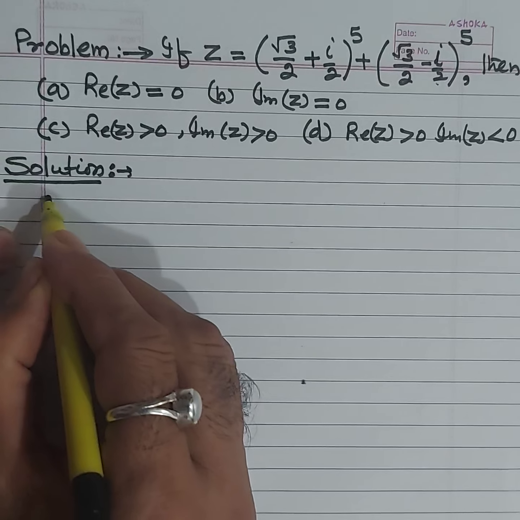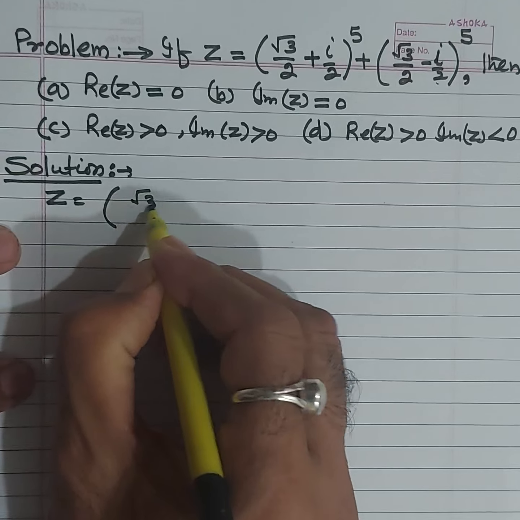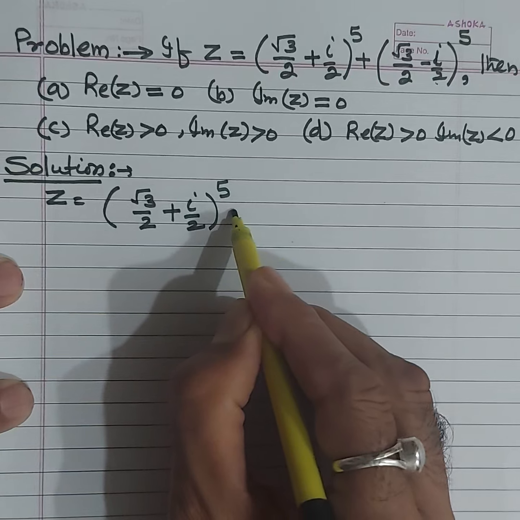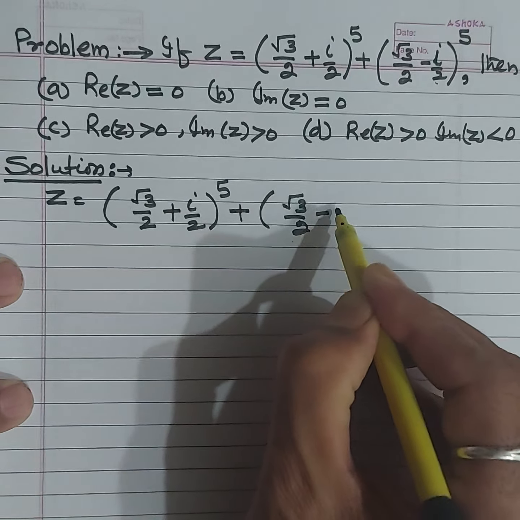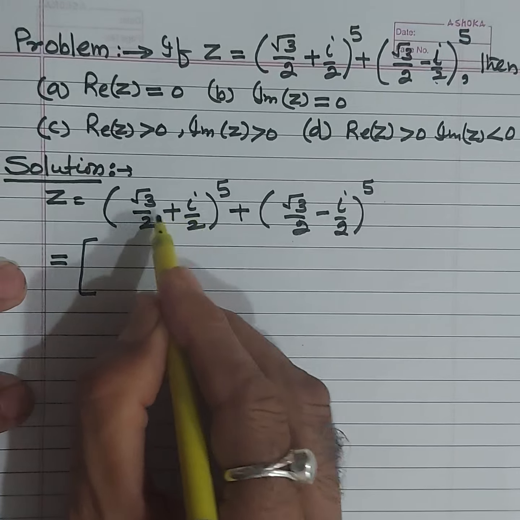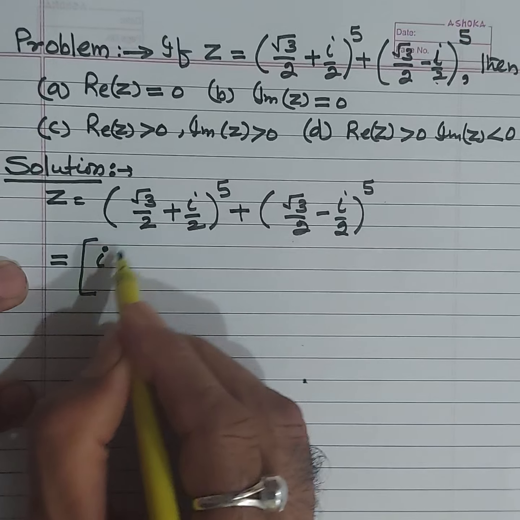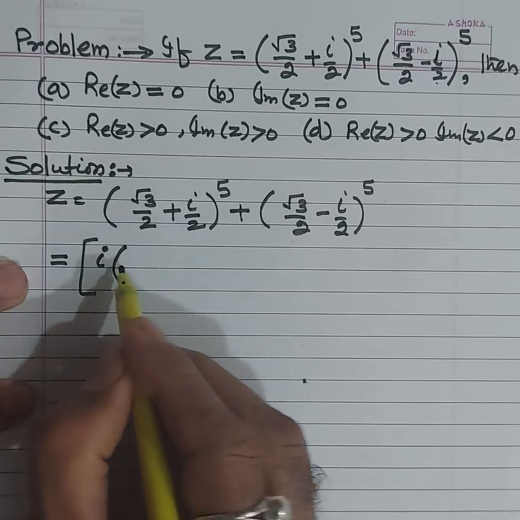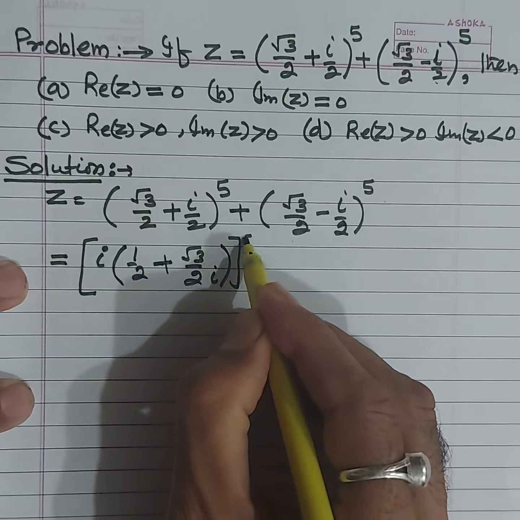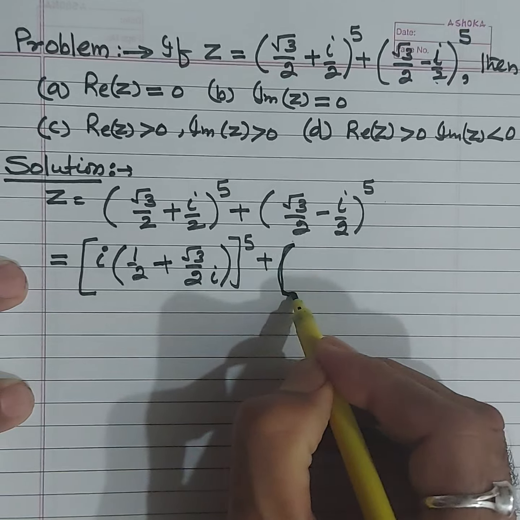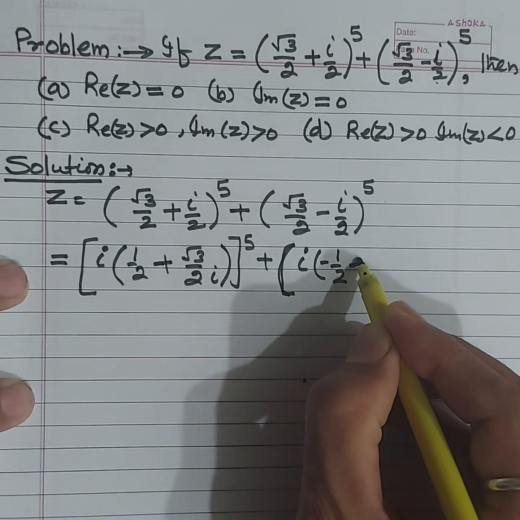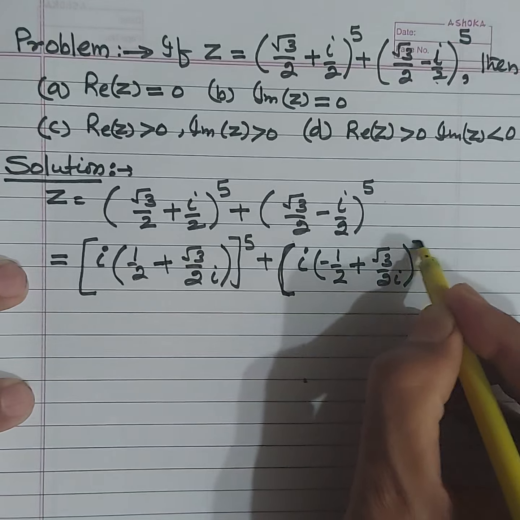So, the given complex number is (√3/2 + i/2)^5 + (√3/2 − i/2)^5. Now we will take i common outside. If we take i common here, we get i(1/2 − ... ) plus root 3 upon 2 i raised to the power 5, plus again we will take i common, so we get here i(−1/2 + √3/2 i) in the denominator raised to the power 5.